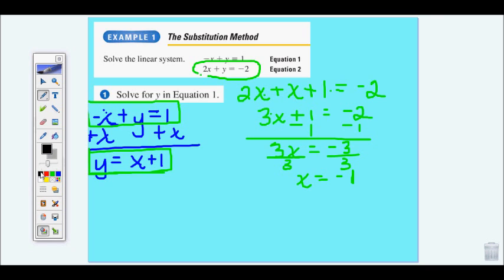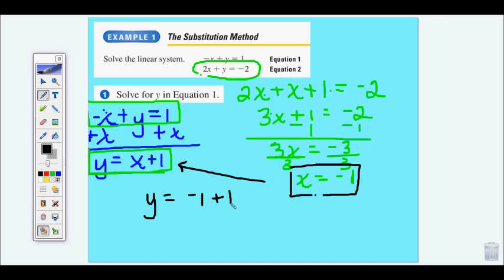This is going to finish us off here. I'm going to take my x value and substitute that back into this equation because I want to solve for y. So y equals, I'm going to put my negative 1 in for my x, plus 1, and now I'm going to simplify, so y equals 0. So my intersecting point, what we were doing in 7.1, would be the point negative 1, 0.